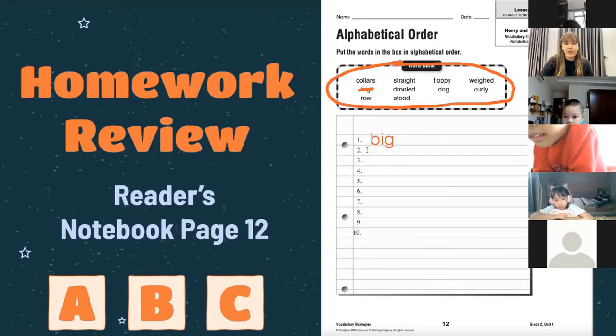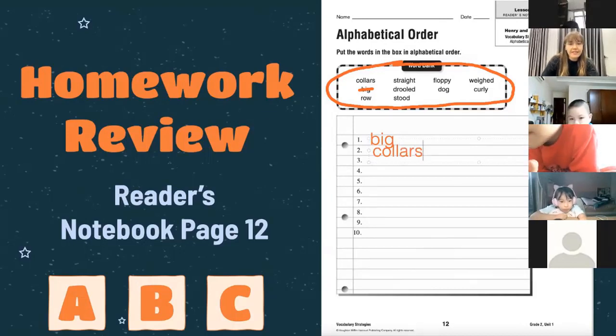So if we have collars. Very good. And so yes, we have collars and then we have curly. Very good. So since they both start with a C, we then have to look at the second letter in the word. Collars has an O as its second letter, and curly has a U. Since O comes before U in the alphabet, we put collars first and then curly.